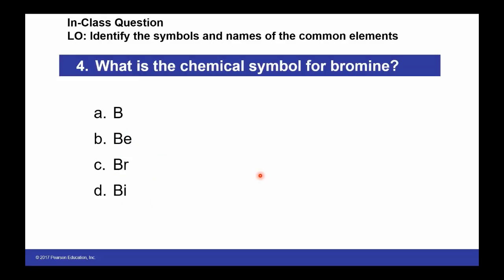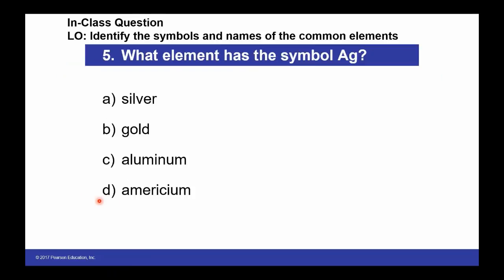All right, here you go. Practice on your own. Pause the video, answer the question, and we'll come back with the answer. What is the chemical symbol for bromine? Well, the answer is C. Oh, let's go back. B is for boron. Be is for beryllium, and D is for bismuth. So the chemical symbol for bromine is Br.